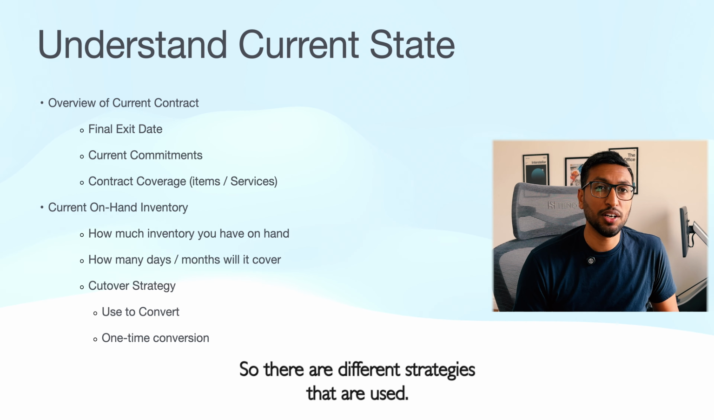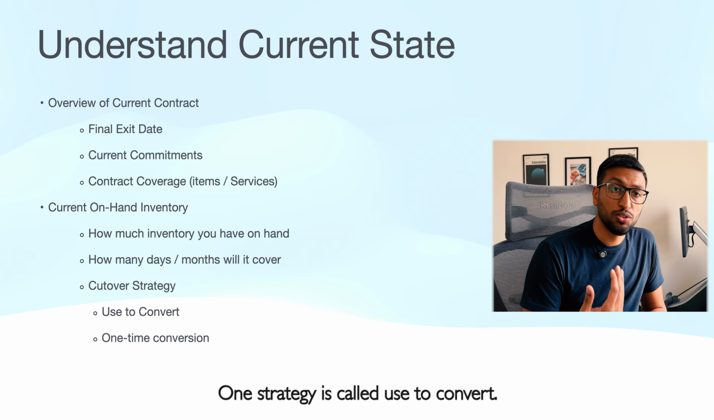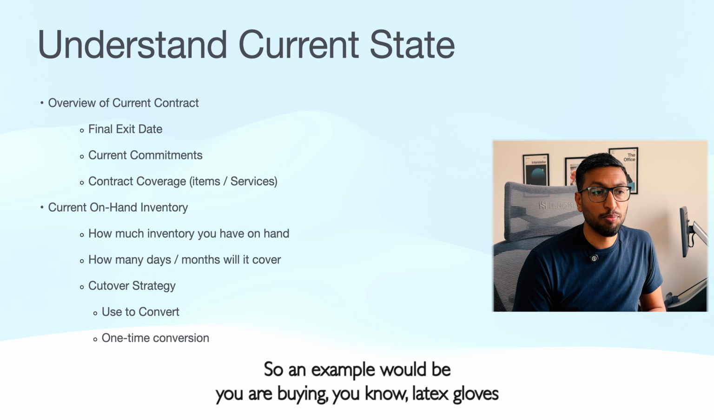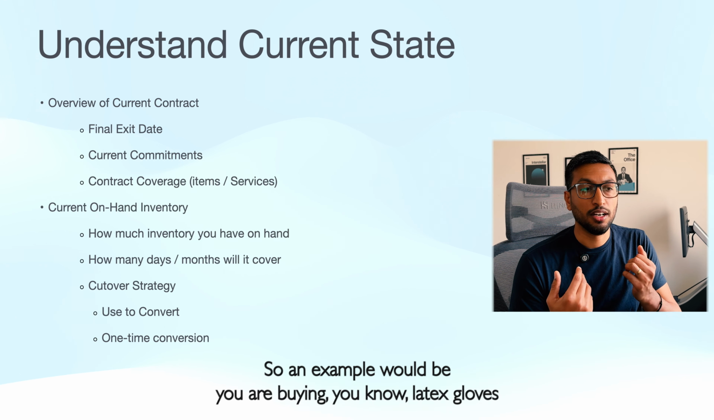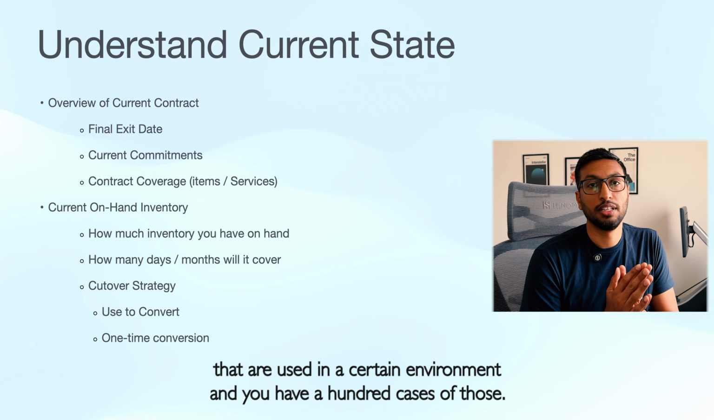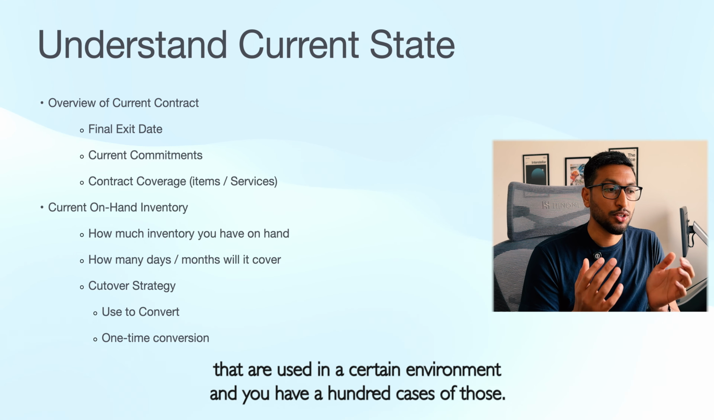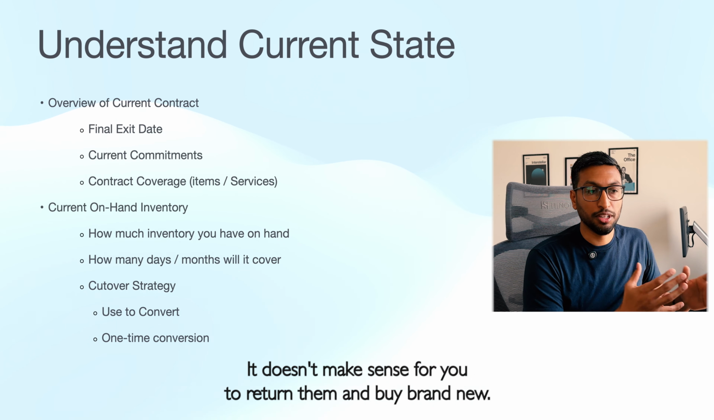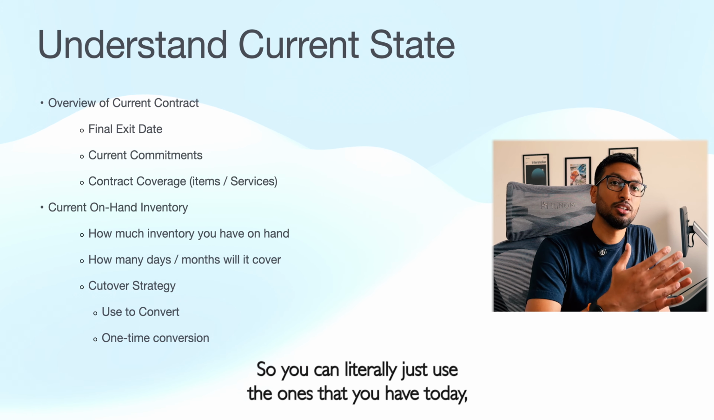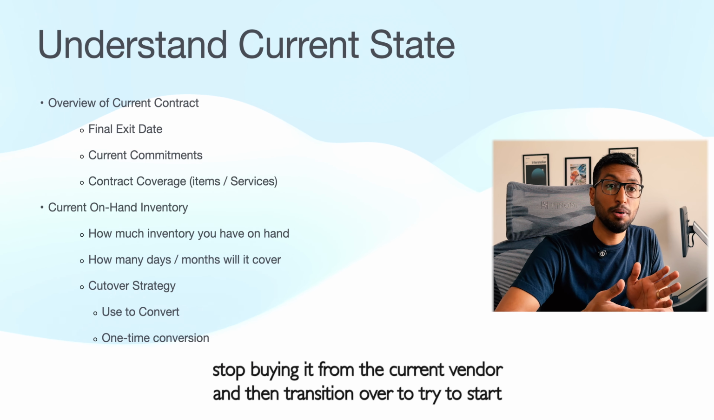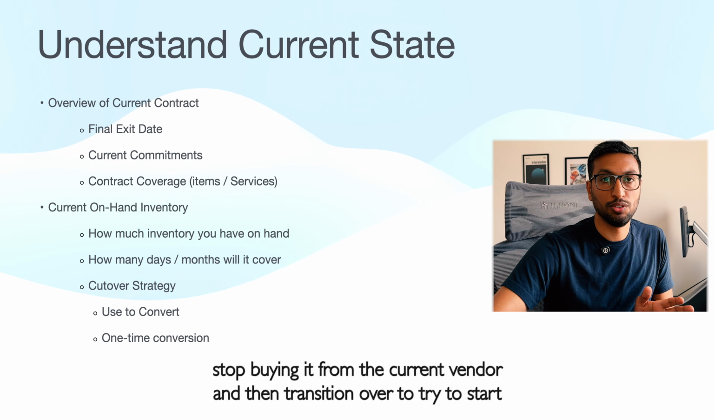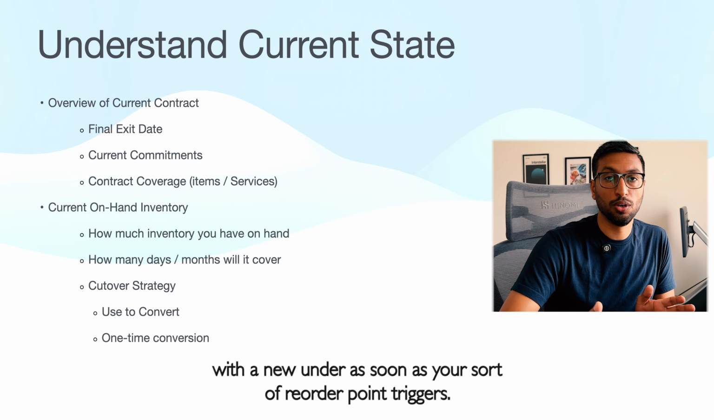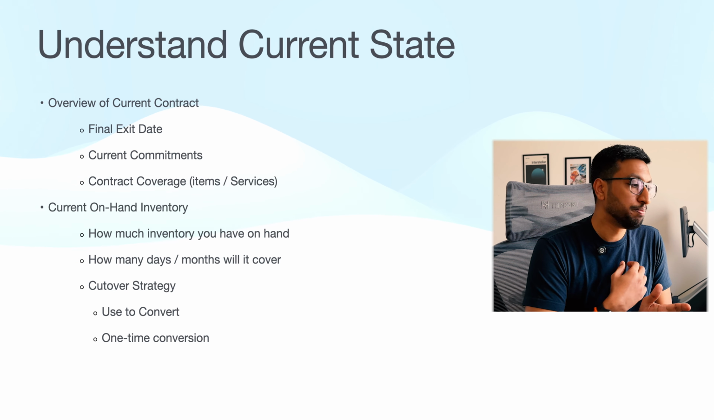There are different strategies that are used. One strategy is called use to convert. An example would be you are buying latex gloves that are used in a certain environment, and you have, say, 100 cases of those. It doesn't make sense for you to return them and buy brand new. So you could just use the ones that you have today, stop buying from the current vendor, and then transition over to the new vendor as soon as your reorder point triggers.